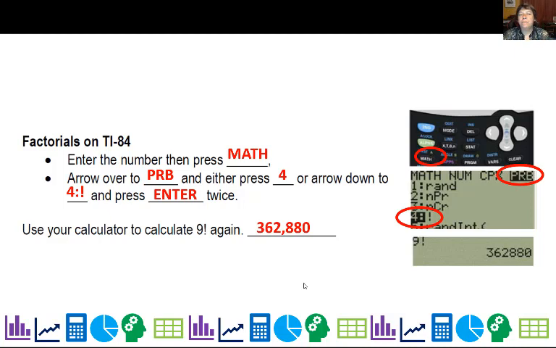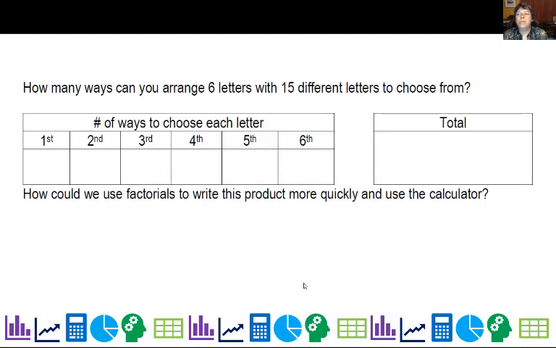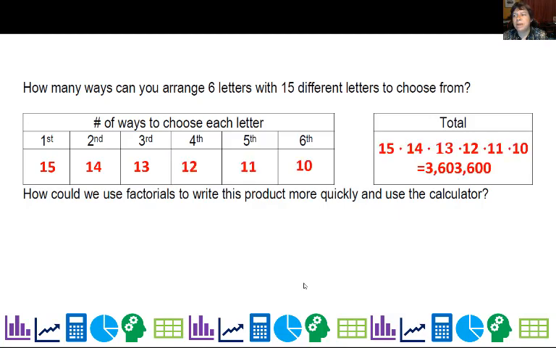All right. How many ways can you arrange 6 letters with 15 different letters to choose from? So this one's a little different. If I was just rearranging all 15 letters, I would go 15 factorial. So let's see what we end up with here. For the first letter, I still have 15 letters to choose from. So I'm starting from my maximum. Then I've used 1, and now I have 14, then 13, then 12, then 11, then 10. And if I multiply them all out, I get 3,603,600. So big answers on these kinds of problems.